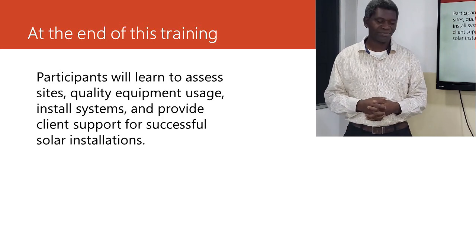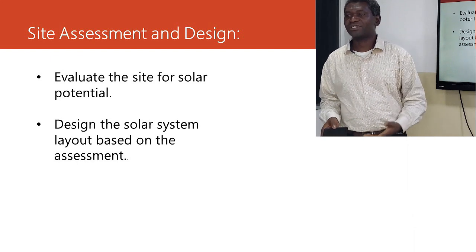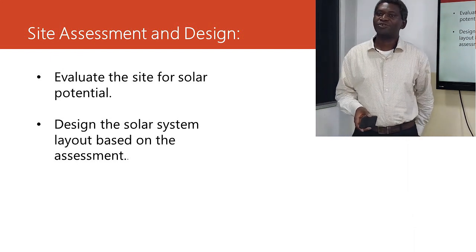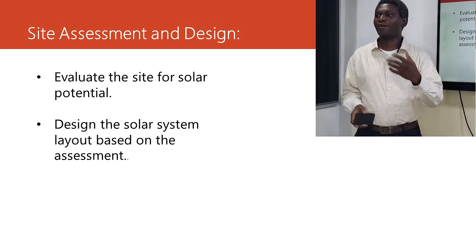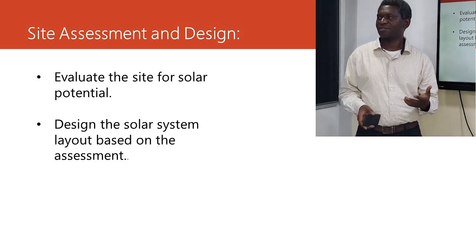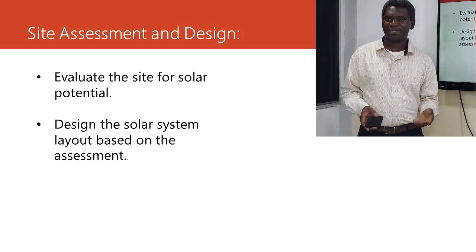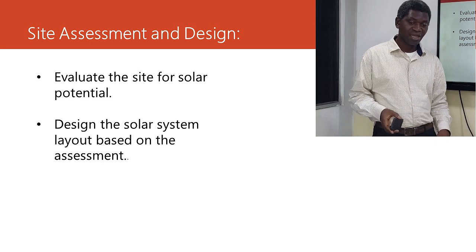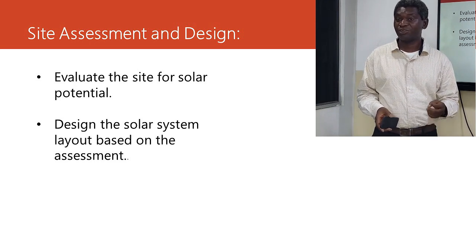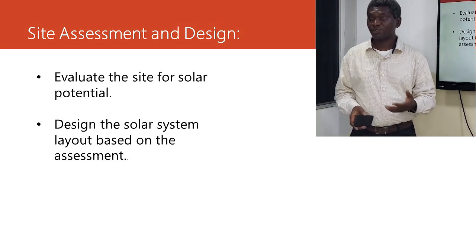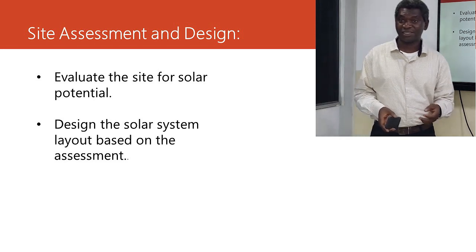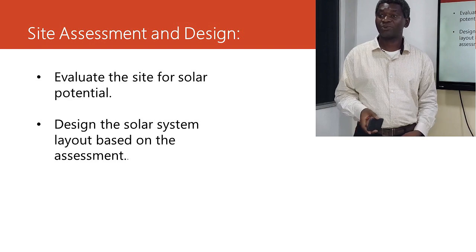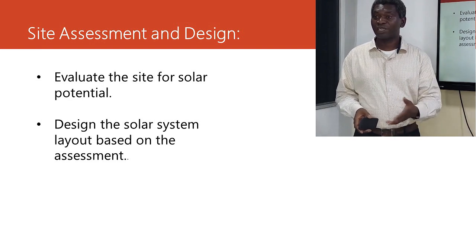It means that when you get to the site, look at the resources in terms of how much sun we can get in that place. There are several tools you can use to do that. For instance, there's a tool called PVWatts. If you just Google it, it will take you to a website where you can put in the location.